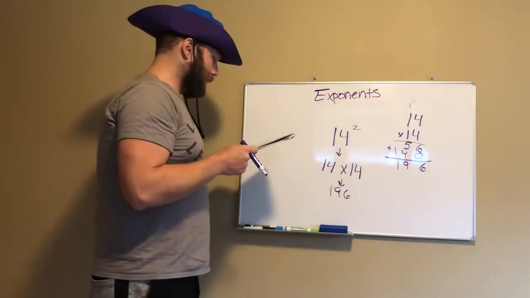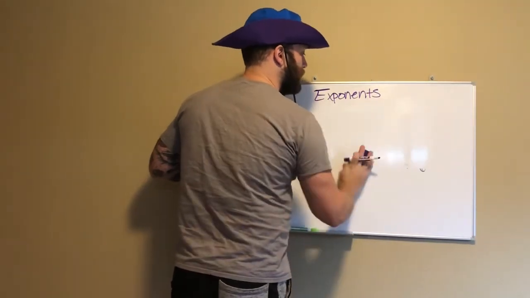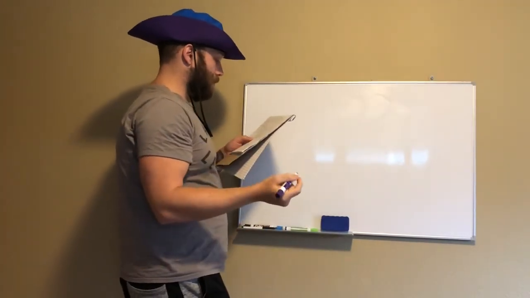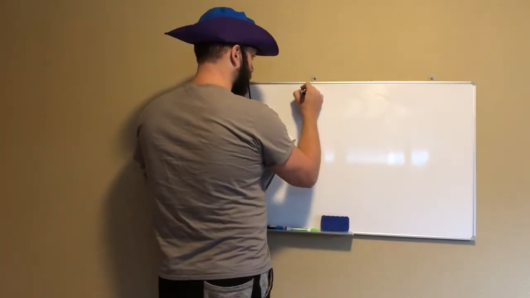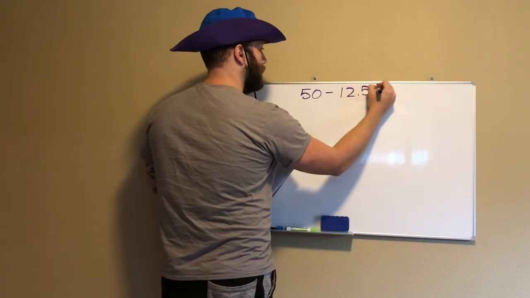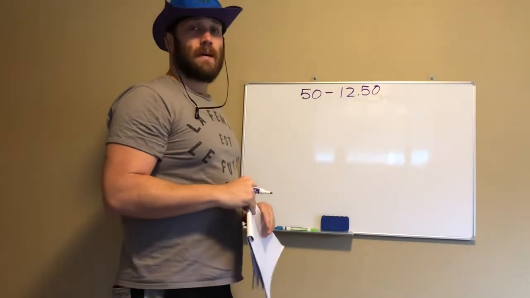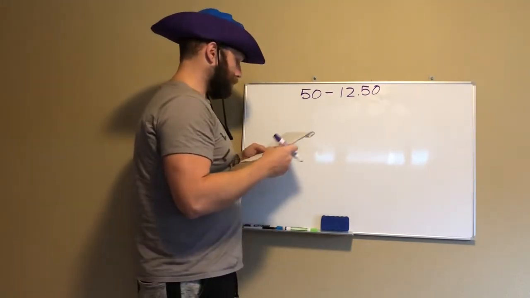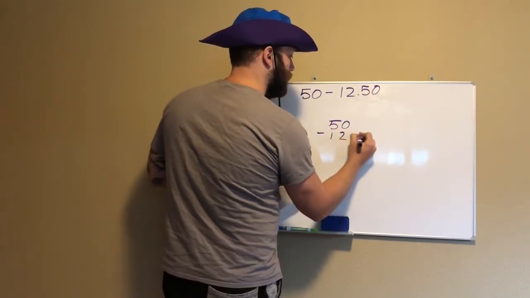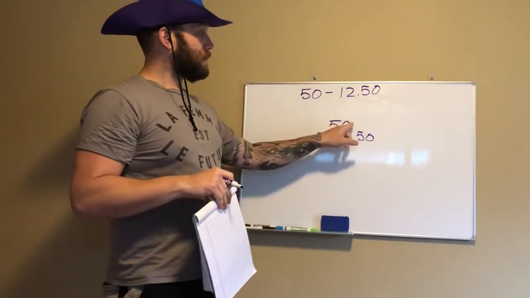So, next up, subtraction. Now this is not just simple subtraction. What I did is I threw in some big numbers and some decimals on you, because I know you can do it. So, the first one on your worksheet is going to be 50 minus 12 and 50 hundredths. Obviously, kind of hard to do it that way. So what we're going to do is stack it. The way we're going to stack it is 50 minus 12 and 50 hundredths.